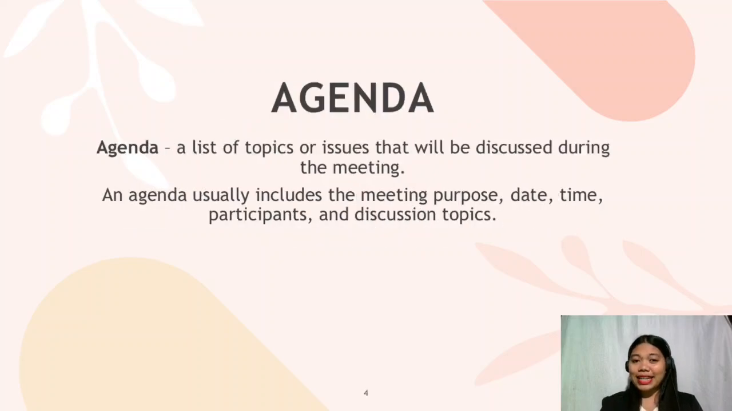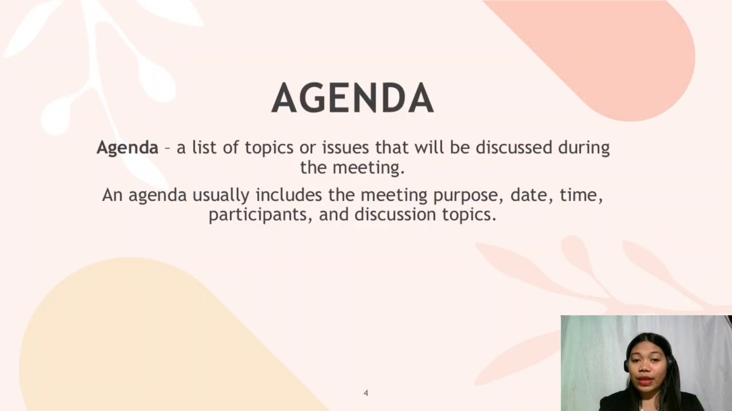So what is an agenda? An agenda is a list of topics or issues that will be discussed during the meeting. An agenda usually includes the meeting purpose, date, time, participants, and discussion topics. The agenda helps guide the meeting and keeps the discussion organized.